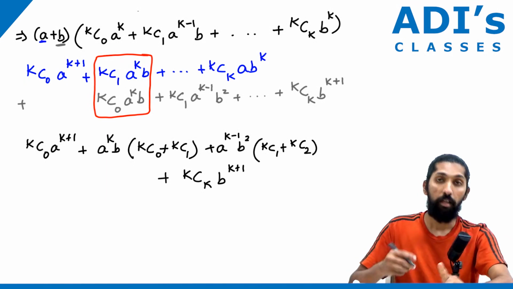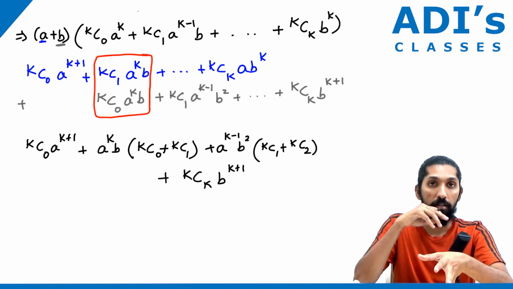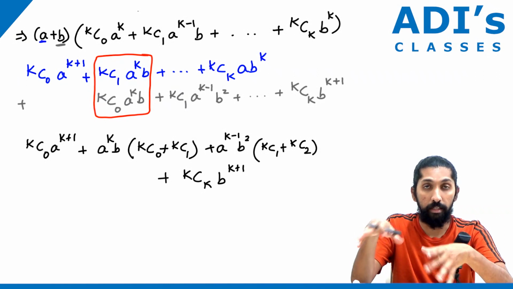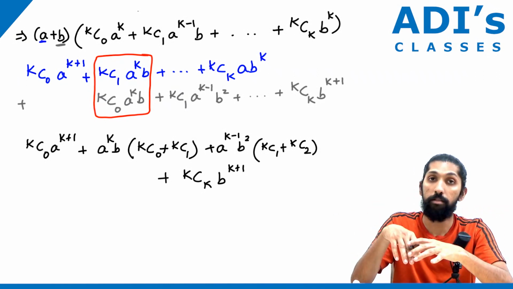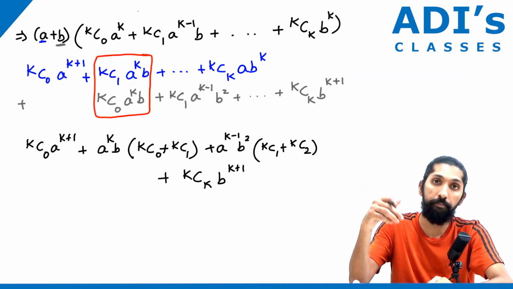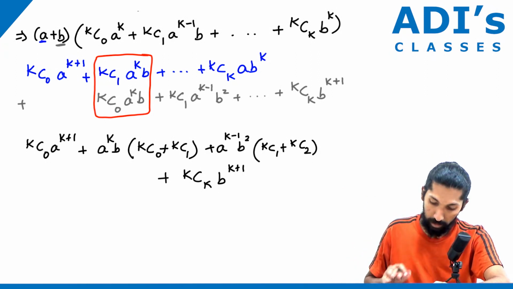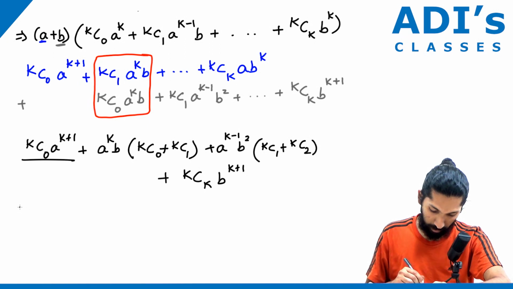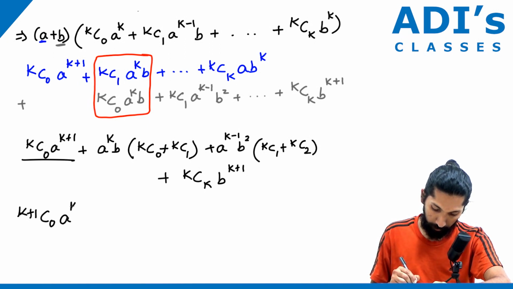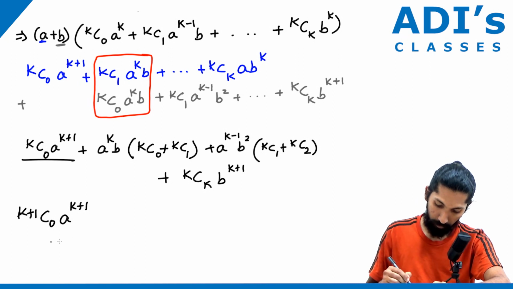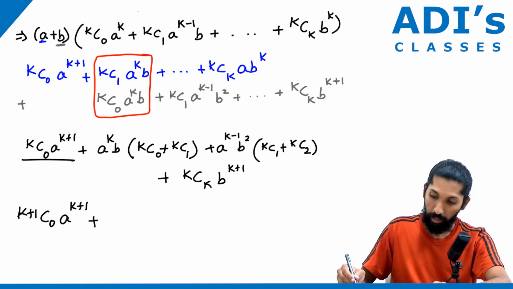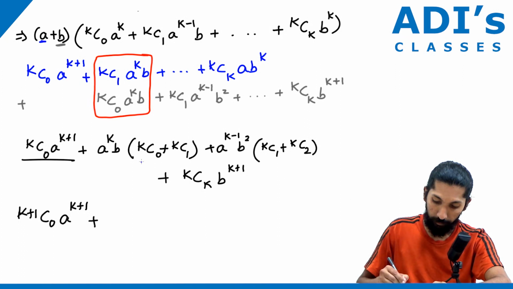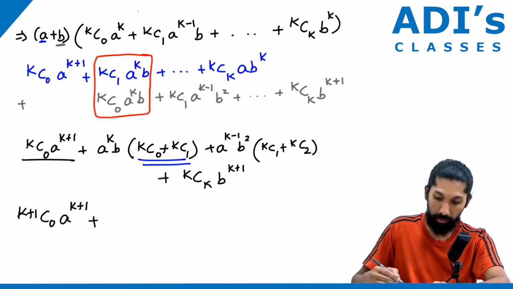Now, what is kC0 value? 1, right? Now, don't you think kC0 can also be written as (k plus 1)C0? Because both the values are going to be the same. In the sense, we can write the first term as (k plus 1)C0 a to the power of k plus 1, plus. Guys, what is the value of this kC0 plus kC1?